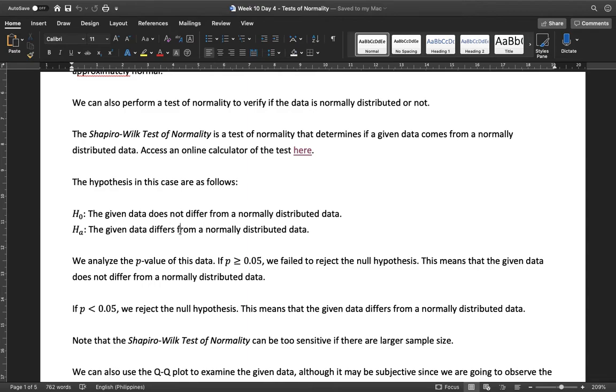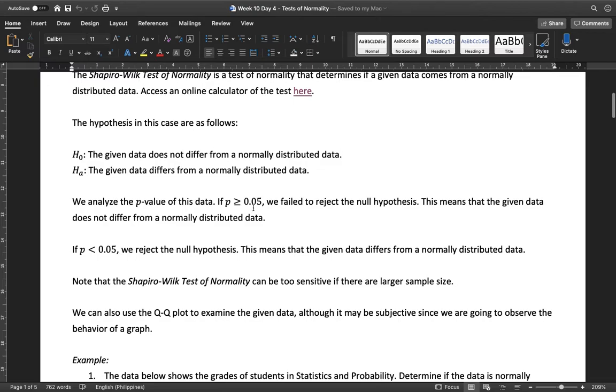Kasi ang ginagawa natin kay test of normality, kino-compare natin sa isang normally distributed data. Pag null hypothesis, hindi nalalayo kay normal distribution. Kapag alternative, malayo na, hindi normal siya. So, yan. Ang objective natin, gusto natin dapat null hypothesis. Hindi natin i-reject to. Kasi gusto natin na normally distributed yung data natin.